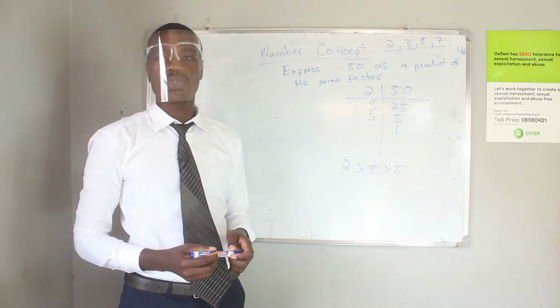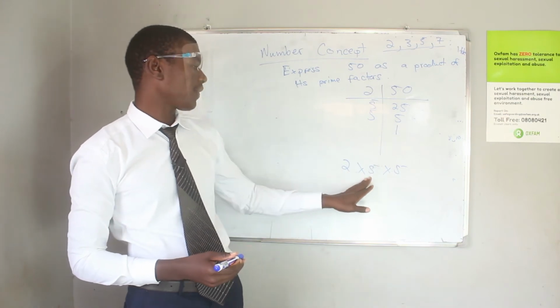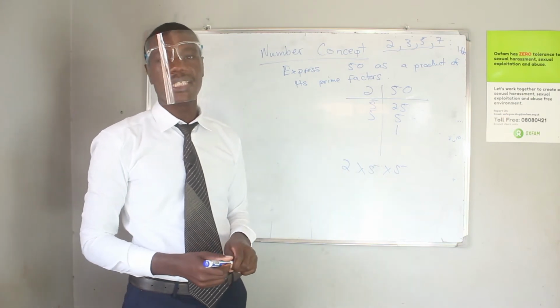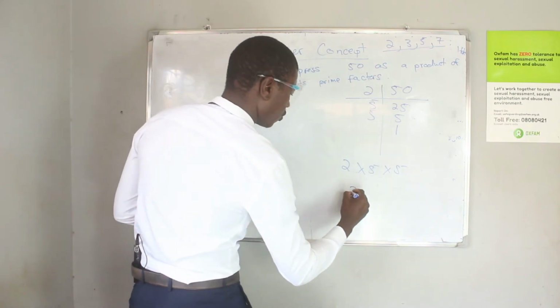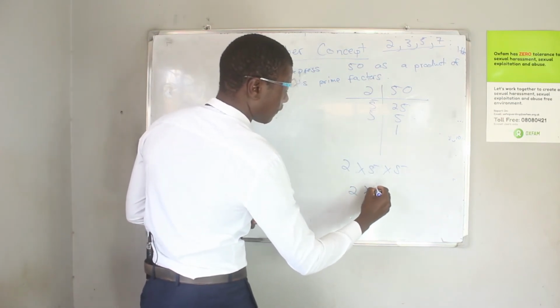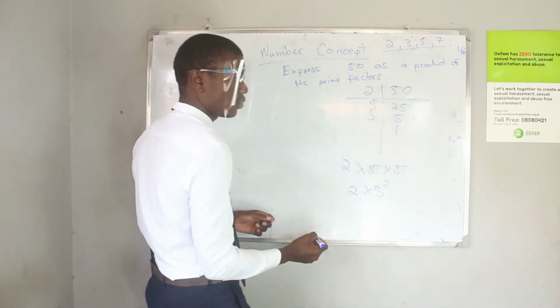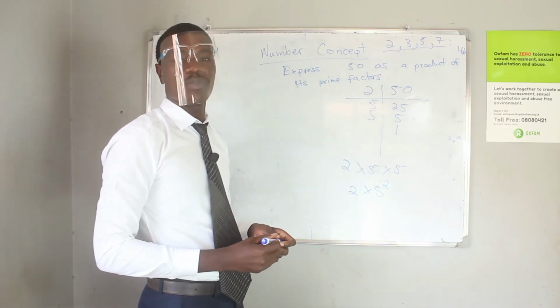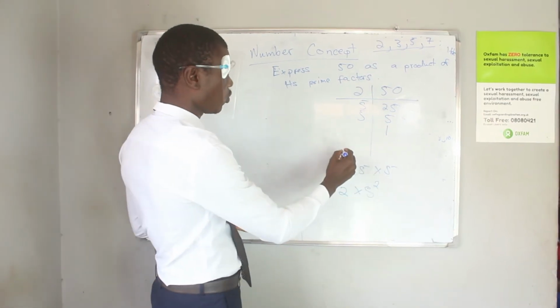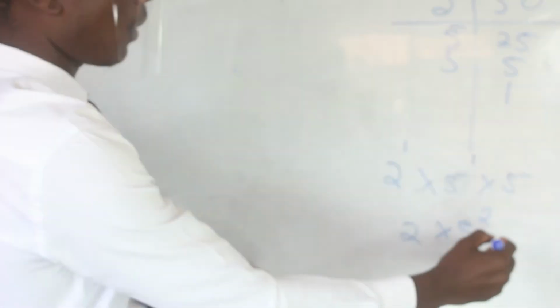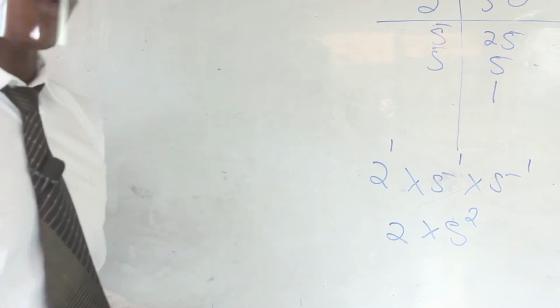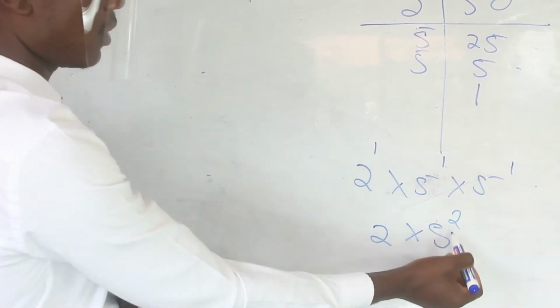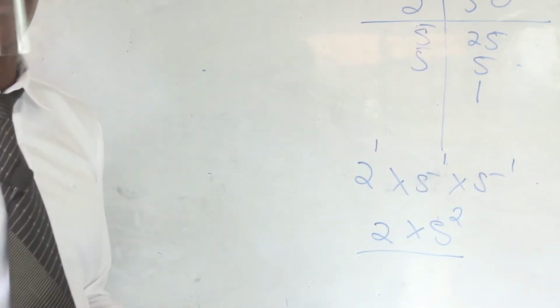But we can also simplify 2 times 5 times 5 by writing in index form, which is 2 times 5 to the power 2. Remember, if the power is not given to any number, we assume that it is to the power 1. So 2 is to the power 1, 5 is to the power 1, and the other 5 is to the power 1. So we add 1 plus 1 to get 2, since 5 is similar.